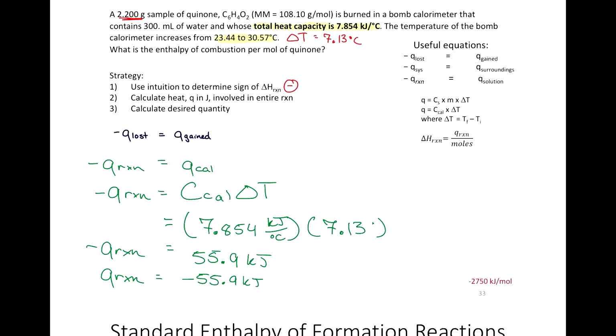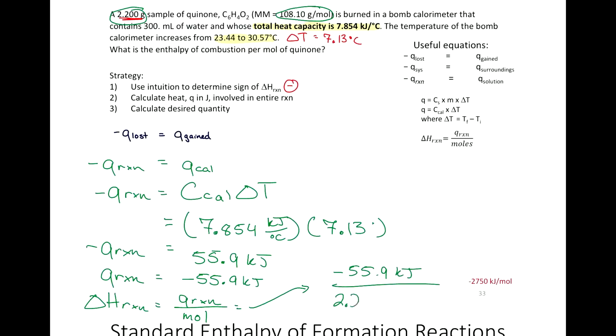All right. So we got the Q of this specific reaction when burning 2.2 grams of this stuff. So let's convert it into a per mole amount, where delta H of this reaction is equal to the Q of the reaction we just calculated over the mole amount that's actually reacting. So we're going to take the gram amount of quinone and its molar mass to convert it into a mole amount. All right? So this value will equal negative 55.9 kilojoules over the 2.2 grams of quinone. Use molar mass to convert it, so 108.1 grams is 1 mole.